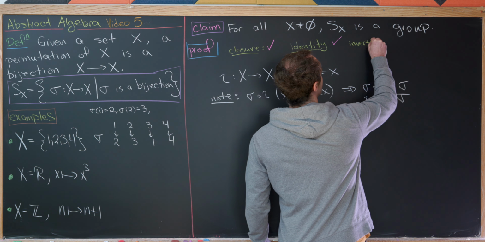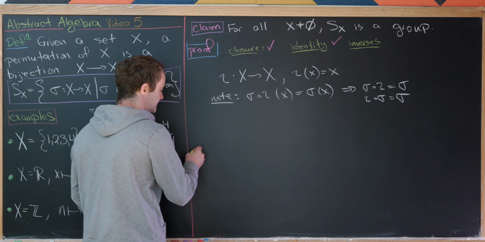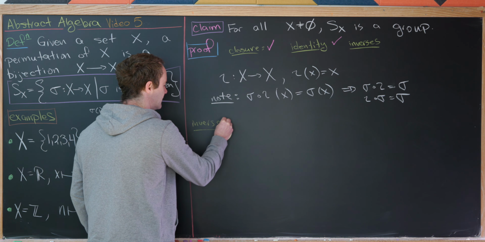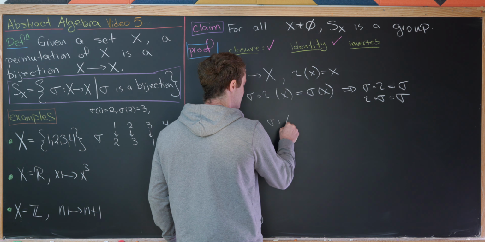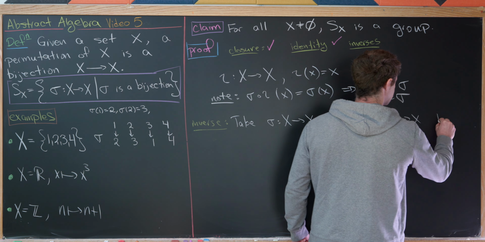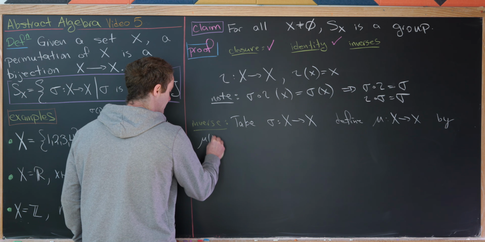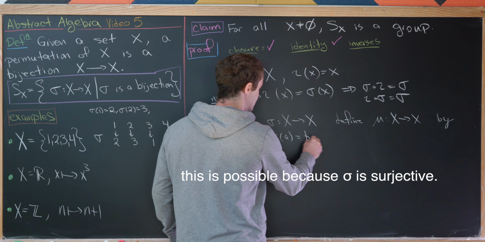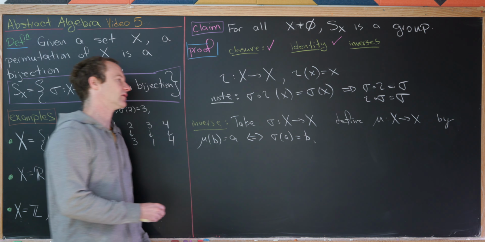The next thing that we might want to prove is that we have inverses. So let's do that. Let's go down here and we'll prove that we can find an inverse for everything inside of Sx. So let's take sigma from x to x, and we'll define something which we'll call mu from x to x by the following rule. So mu of b is equal to a if and only if sigma of a is equal to b.